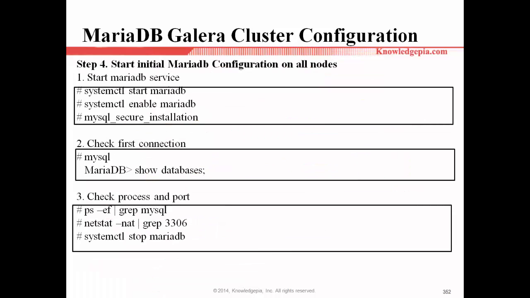Step 4, start the initial MariaDB configuration on all the cluster nodes. First one, start the MariaDB service. After you install, try to start using this command, systemctl start mariadb, and enable mariadb. This service will be enabled, and run the default installation, mysql_secure_installation. And check the connection first.